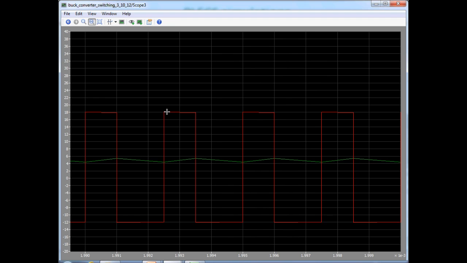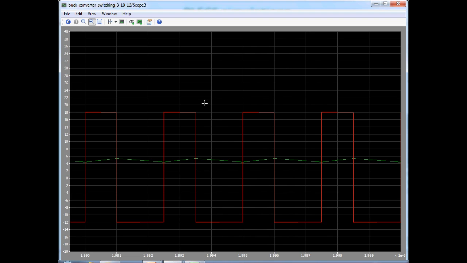So the red waveform is the inductor voltage waveform. As we would expect, during the on interval, which is this interval, it switches between V and minus VO, which is 30 volts minus 12 volts, which is 18, and this is exactly 18 volts. And during the off interval, it should be negative of VO, so it's minus 12 volts as confirmed here.